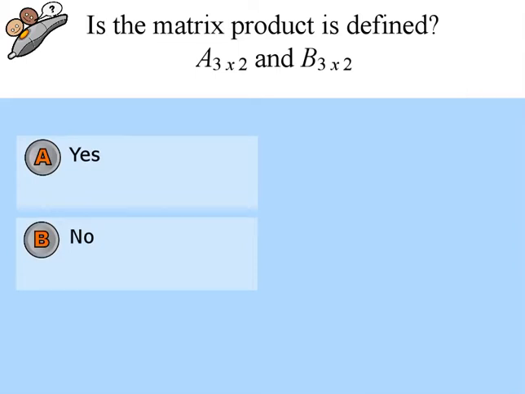So let's look at this next one. Okay, we're having more technical difficulties. Is that one defined, yes or no? No. Okay. Let's look at this one. Is this one defined? Yes. What would the resulting matrix be? 4 by 2. 4 by 2.